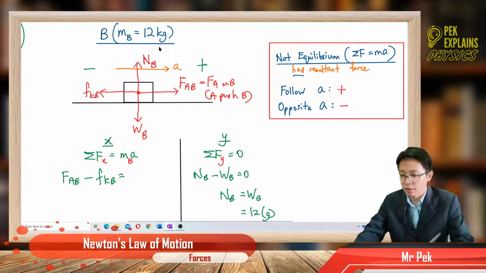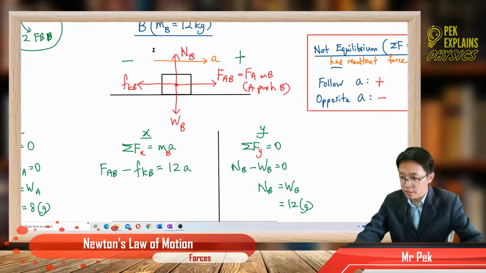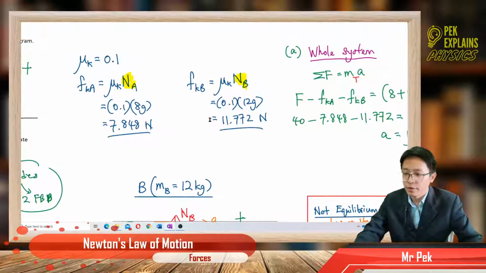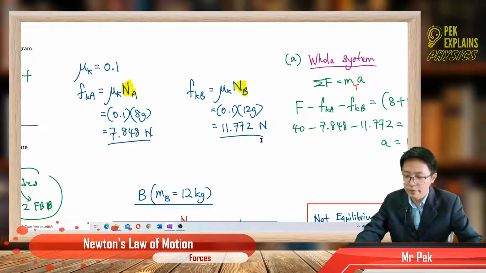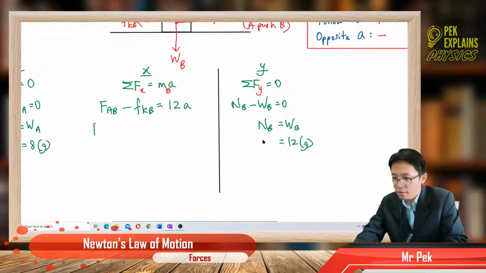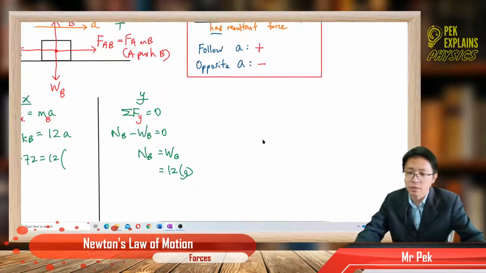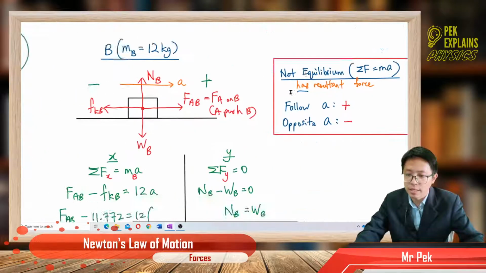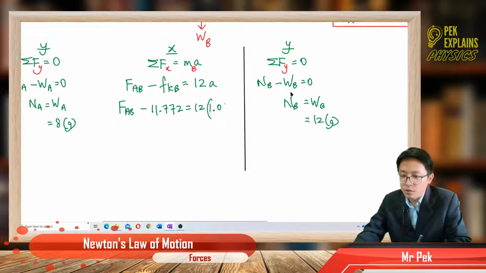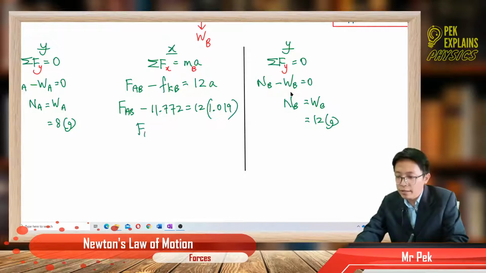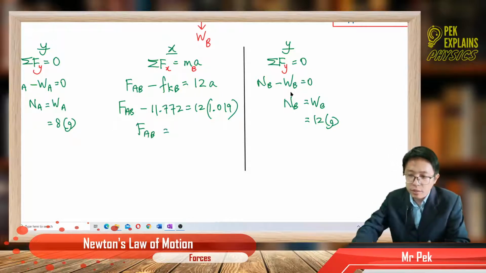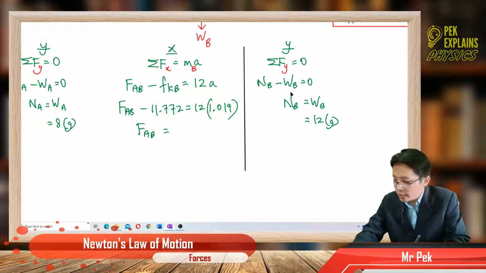And then mass B is 12 kilogram, so 12A. Friction we already have, we already got friction 11.772. So just write it down. FAB minus 11.772. And the acceleration we got just now, 1.019. Okay, calculate and see. We got the answer 24 Newton also. You see?